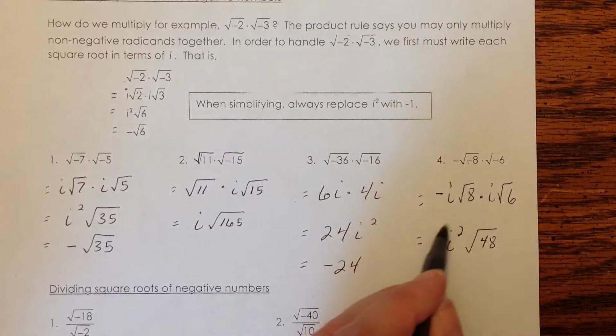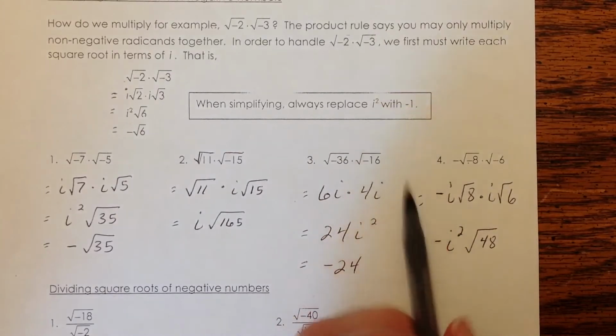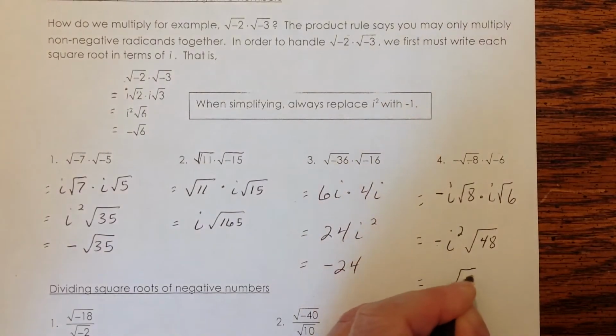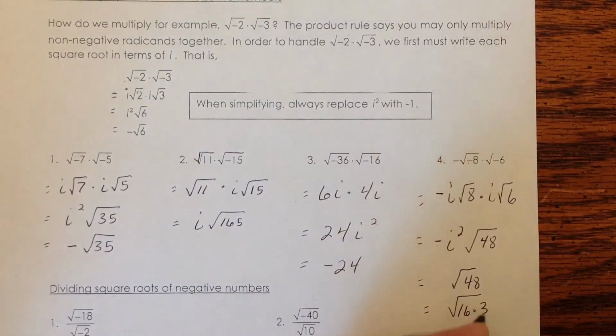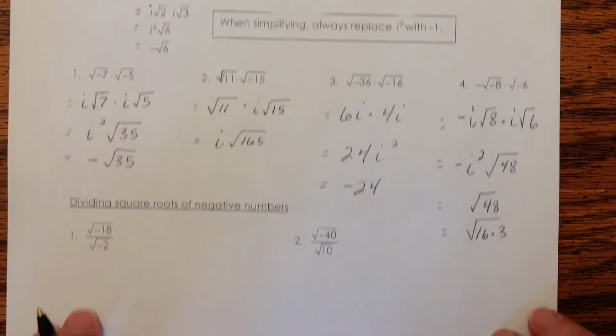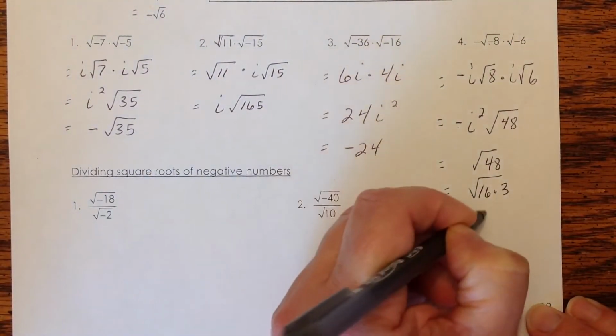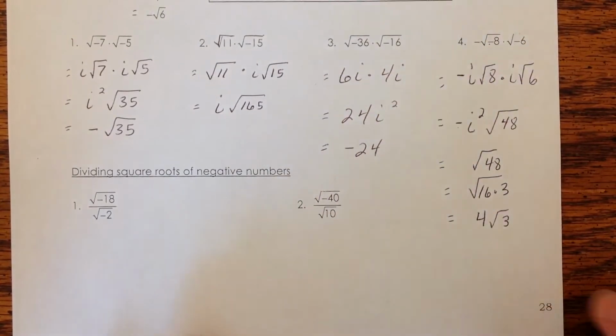Negative i squared is positive 1 because i squared is negative 1, so this is really a negative and a negative. So this is the square root of 48, which we have to remember, check for your perfect square. So square root of 48 is the square root of 16 times 3, which is 4 square roots of 3.